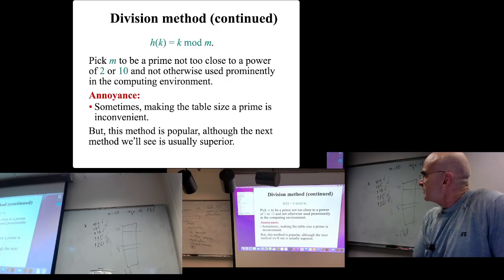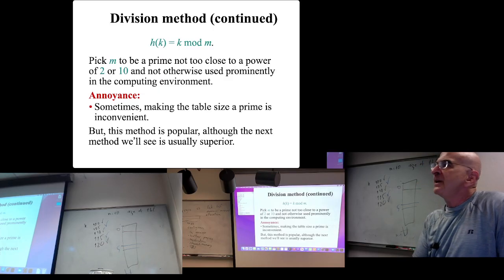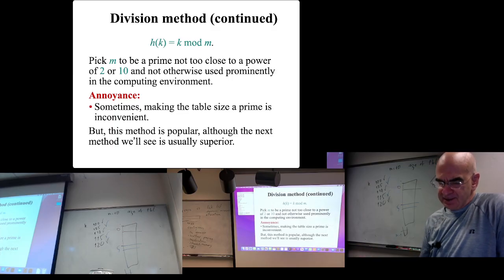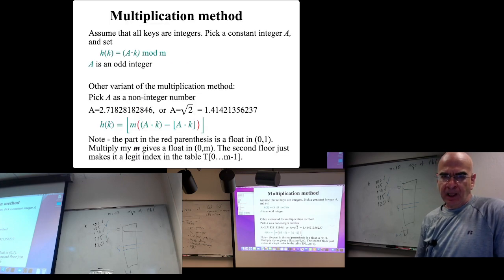Sometimes making the table size a prime is inconvenient in the sense that you are wasting some memory. If it's for your desktop, it's probably not an issue. If you are programming a smart sensor, maybe it's a bit more of an issue that you are not taking advantage of all your memory.